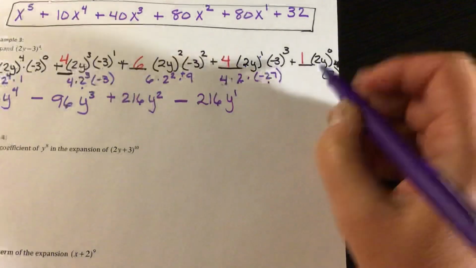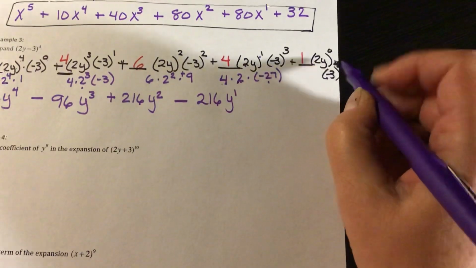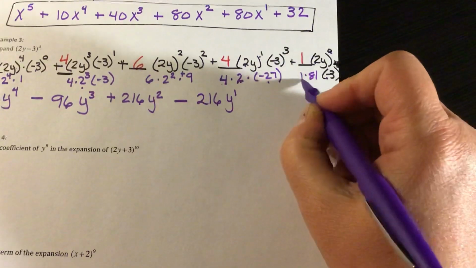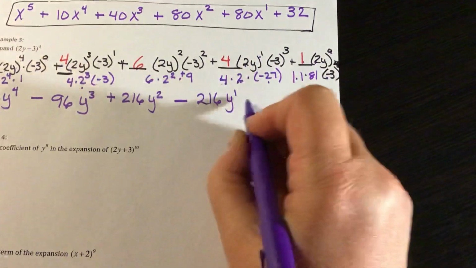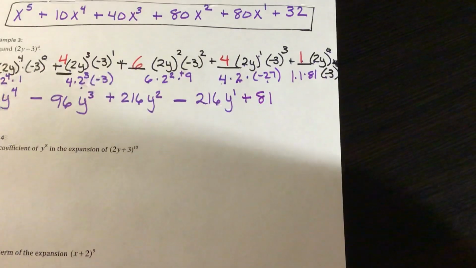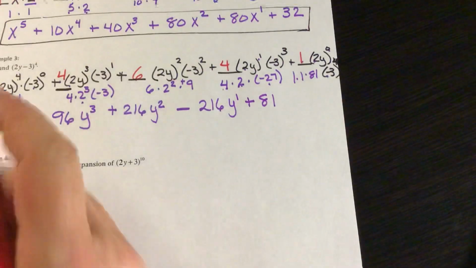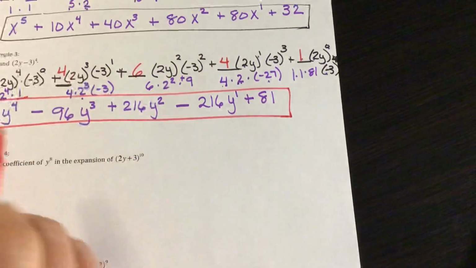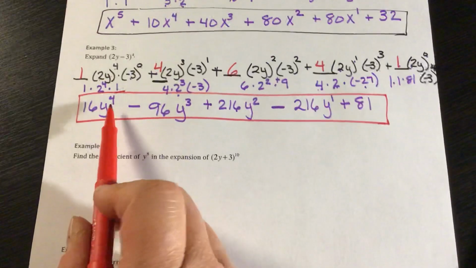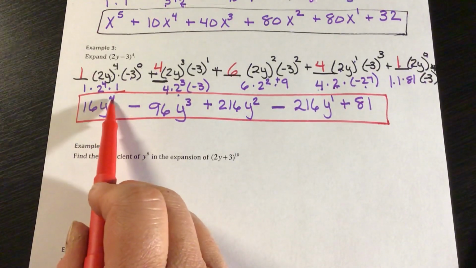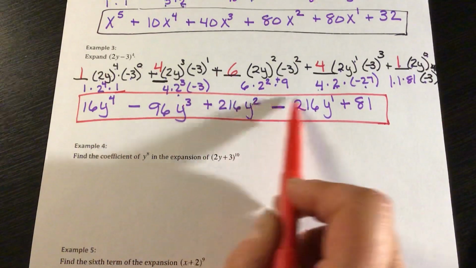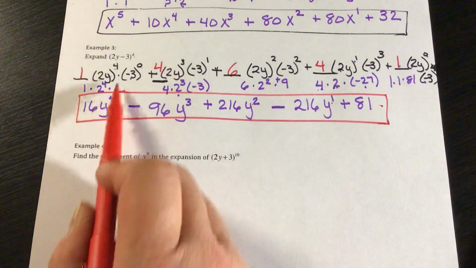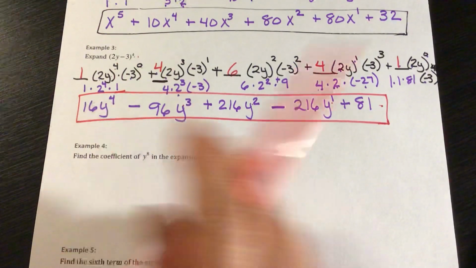And then on this last part, negative 3 to the fourth power is 81. 2 to the 0 power is 1 times 1 is just plus 81. And this is my solution. Okay, so just looking at your exponents here, you start with y to the fourth, third, second, first, 0. Okay, so you always have one more term than the number of exponents.